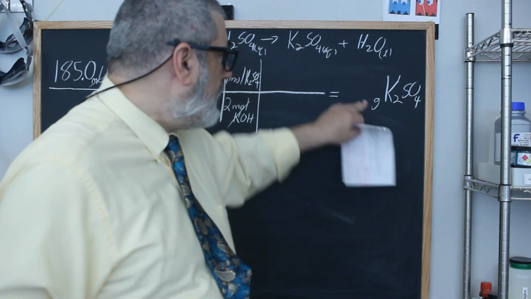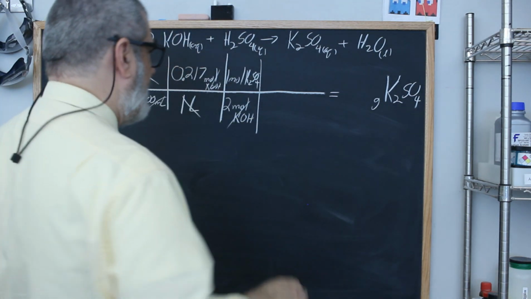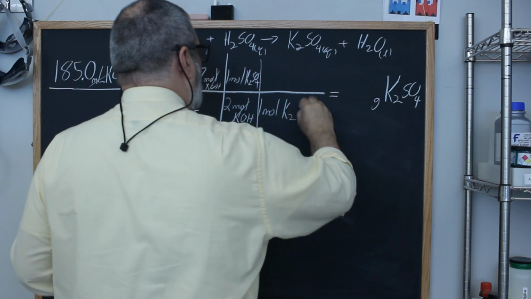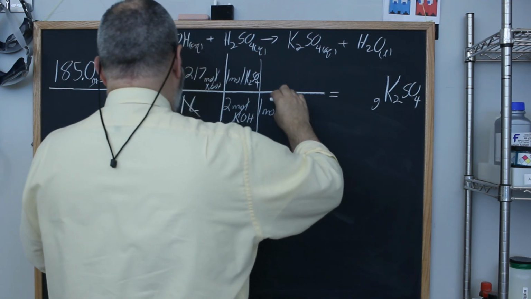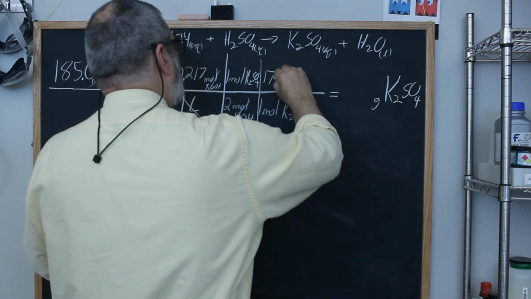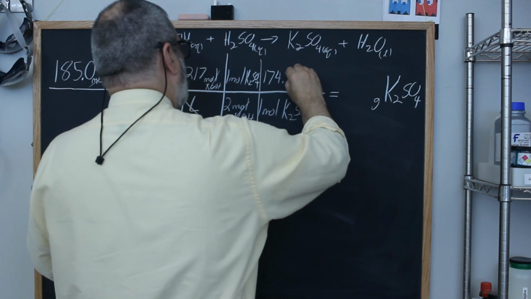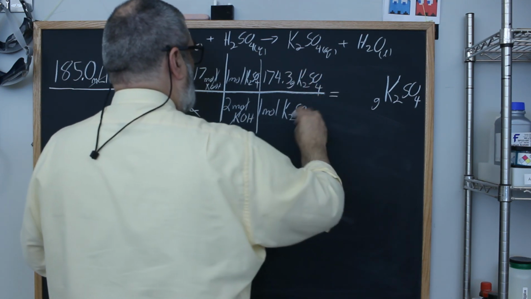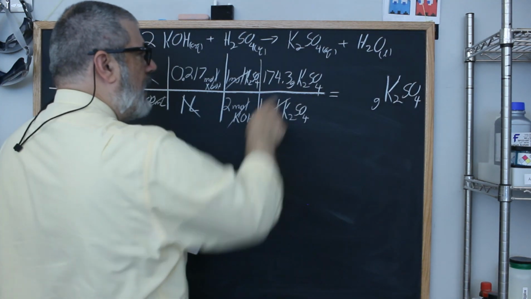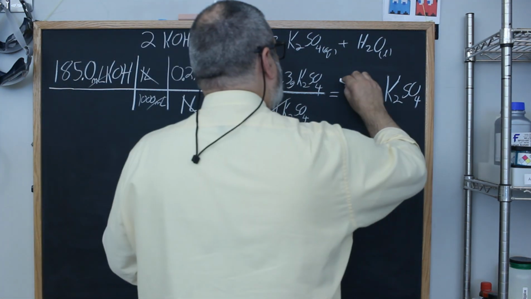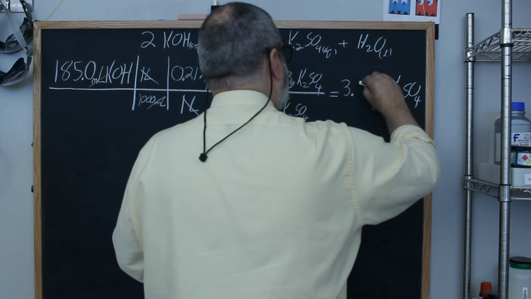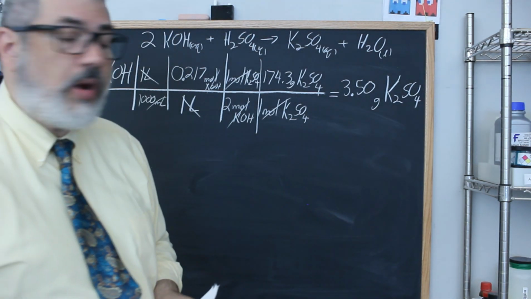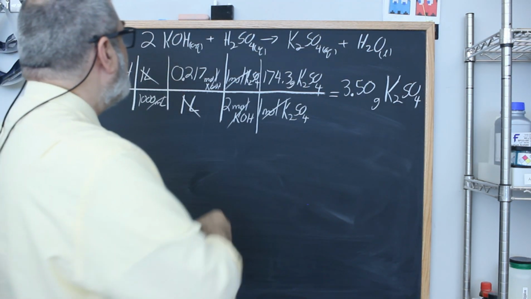We're almost there. We want grams of potassium sulfate. So 1 mole of potassium sulfate is 147.3 grams of potassium sulfate. Moles cancel. Now we have grams. And when you do the math, you get 3.50 grams of potassium sulfate.